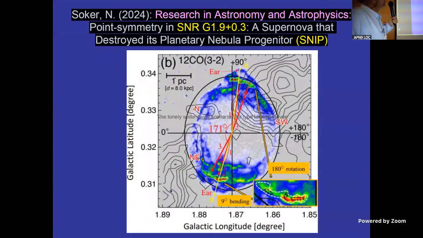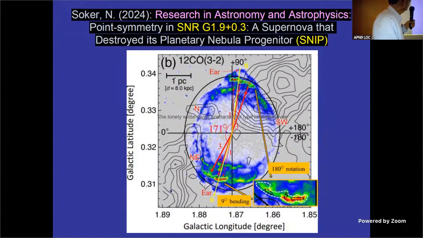Okay, look at this one. This is a paper from last year. The title is "A Supernova That Destroyed Its Planetary Nebula Progenitor." Here we have 2 ears, one here, one on the other side. So I drew these lines that you can see here. On the lower right, I took the upper part and rotated it by 180 degrees, moved it, and bent it a little bit, and you see the asymmetry fits quite nicely. So again, for this one I suggested in that paper that this was a supernova 1a exploding inside a planetary nebula.